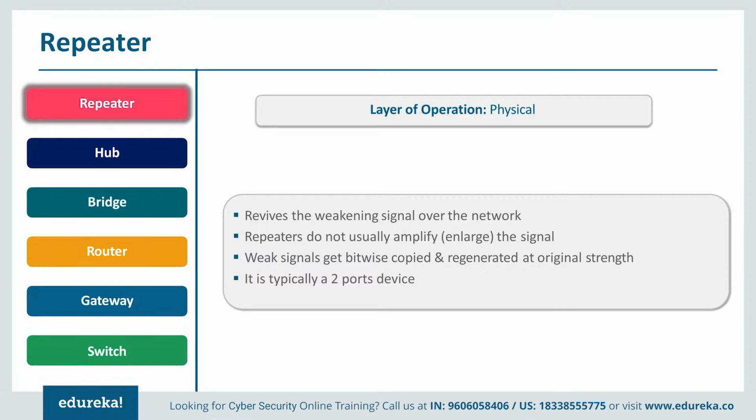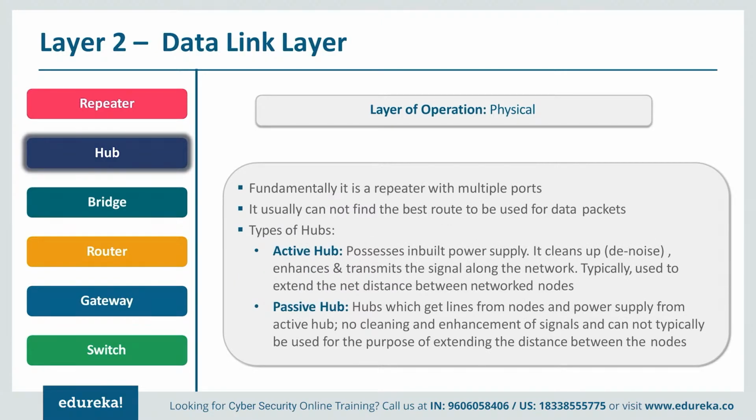Repeater works on the physical layer. Repeater just amplifies the signal and sends it over a longer distance. And hub, data link layer. The difference between the repeater and the hub is, repeater amplifies only the particular signal, whereas hub gets signal from multiple inputs and sends it to a single output or multiple outputs, or receives from multiple inputs and transmits across multiple outputs. Different types of hubs are active hub and passive hub.